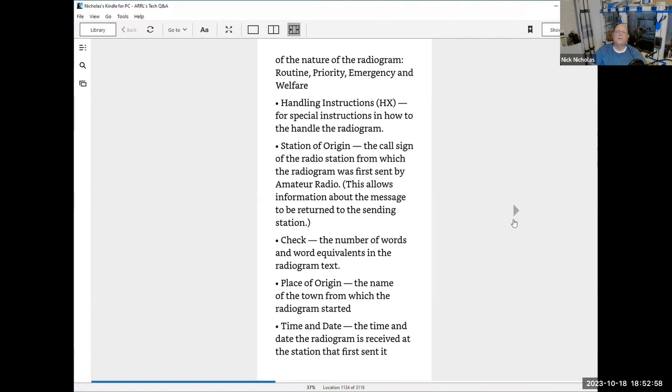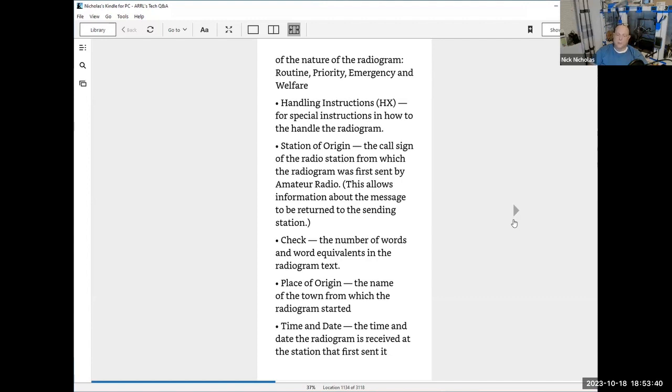Okay, the next piece of information in an official piece of traffic or radiogram would be handling instructions. If there are special instructions on how to handle or deliver the message, they would go there. Then would be listed the station of origin, which would be the call sign of the amateur station where the message was originated or generated. There would be a check, which is the number of words and word equivalents in the text, so that you can verify you've got all the words.